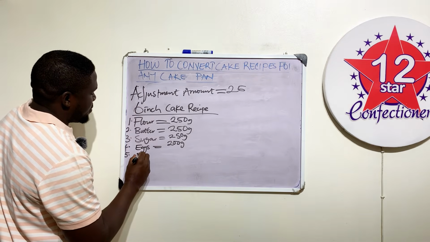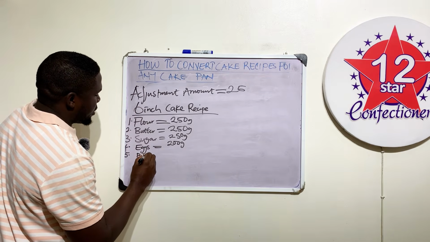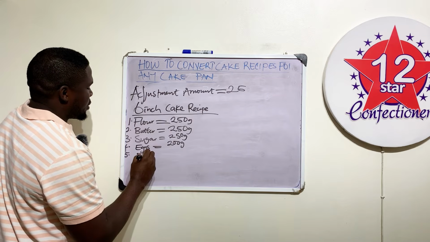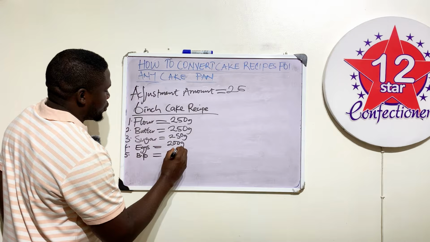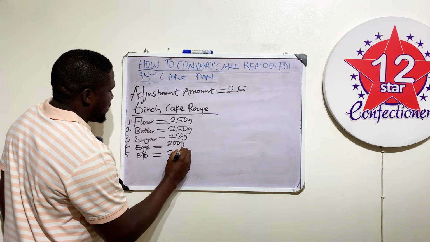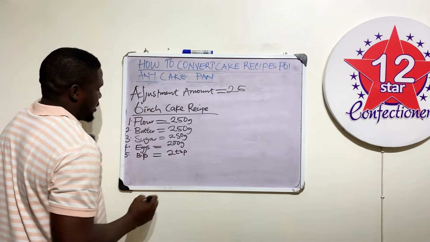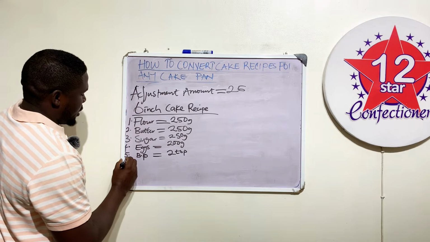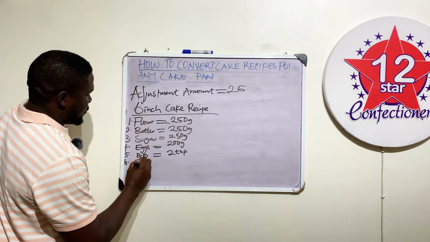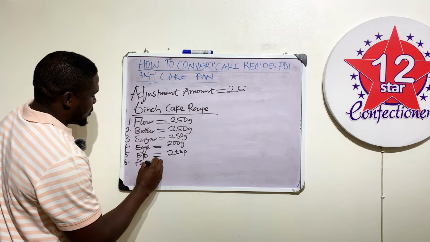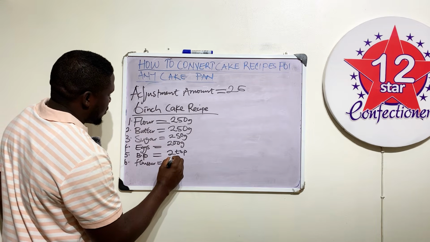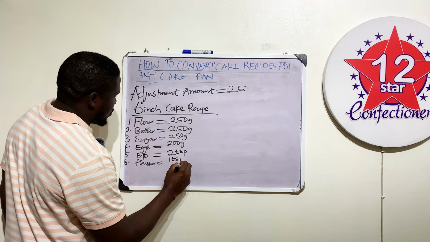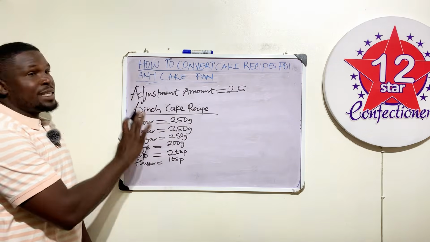Baking powder: 2 teaspoons, TSP. Then flavor: 1 TSP. This is for the 6 inches cake pan, and this is vanilla.